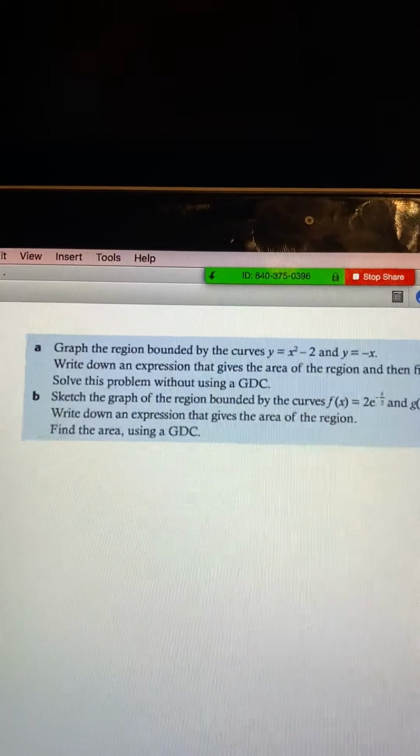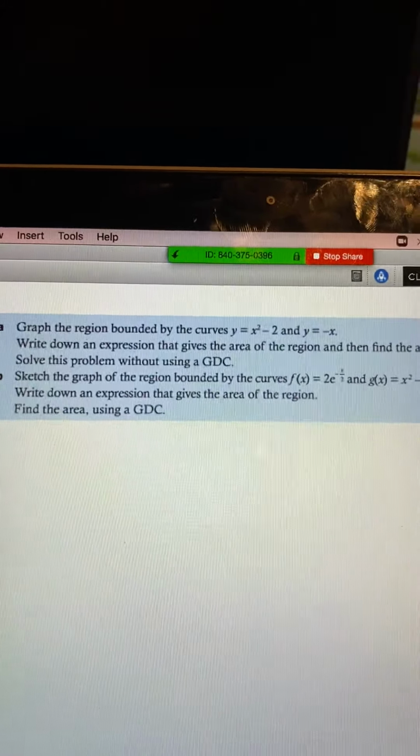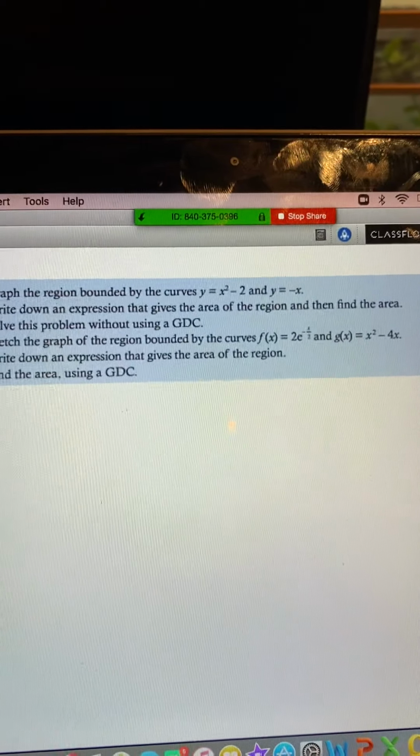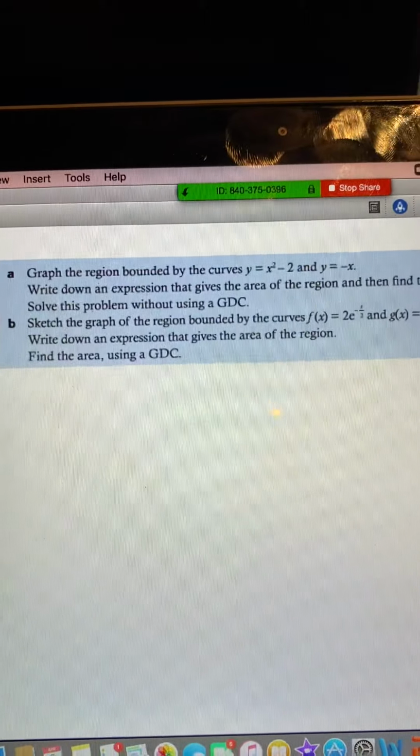The first question, question A, says graph the region bounded by the curves of y equals x squared minus 2 and y is equal to negative x. Write down an expression that gives the area of the region and then find the area. Solve this problem without using the GDC.